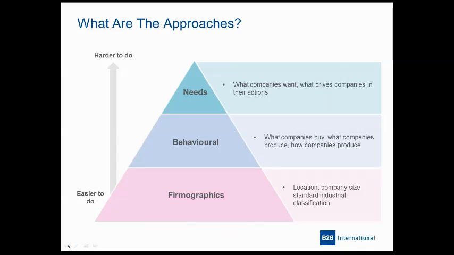You can start at the bottom with the firmographics, and these might be the geography, the company size, the standard industrial classification, the sector that someone operates in. That's really easy to do. Most of us have got that in our database. We can see all our customers in one particular state, all our customers in one particular vertical sector, all our customers that are large customers or small customers, etc. So that's relatively easy to do.